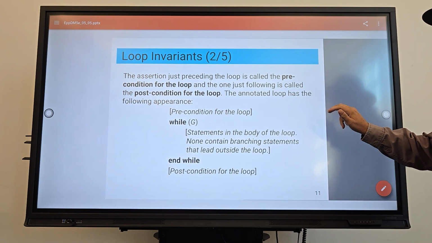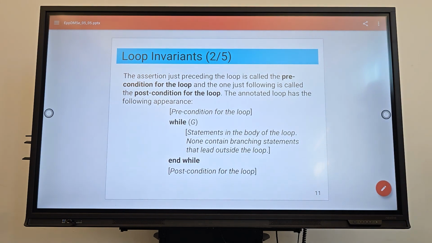The assertion just preceding the loop is called the precondition for the loop, and the one just following it is called the postcondition for the loop. The annotated loop has the following appearance. Precondition for the loop, while G, statements in the body of the loop, none contain branching statements that lead outside the loop, and finally the postcondition for the loop.